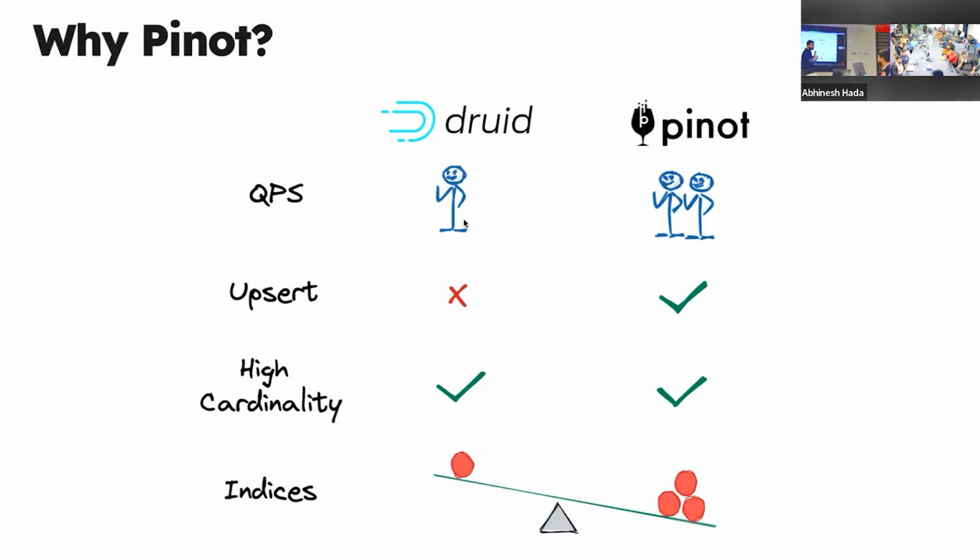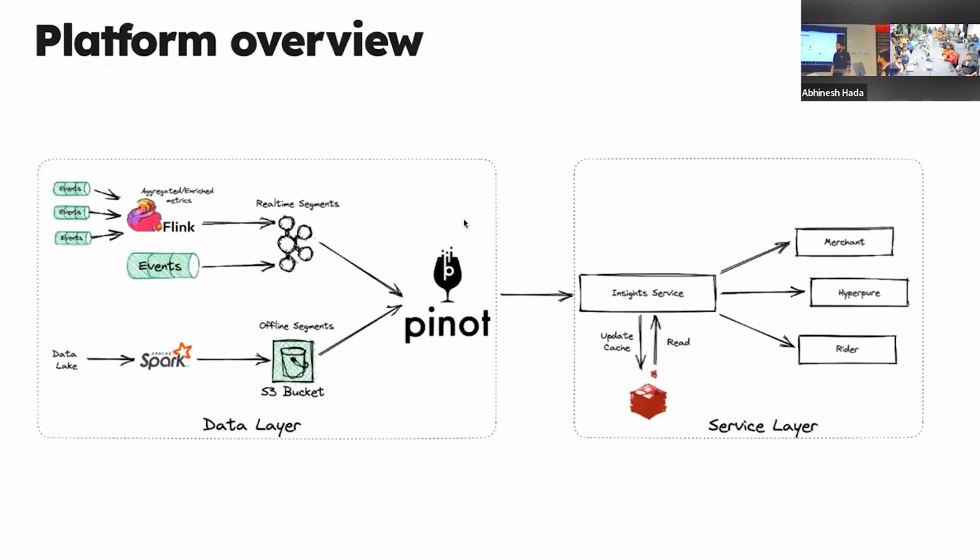Now at this point, we know that Pinot was our solution for the use case we wanted to solve. Let's deep dive to see how Pinot got integrated into our architecture. Here you can see that we have divided our architecture into 2 layers. First is the data layer, second one is the service layer. In the data layer, we mainly focus on how the data gets ingested in Pinot. Pinot supports both real-time and offline ingestion, as informed by Sangha and Karthik as well.